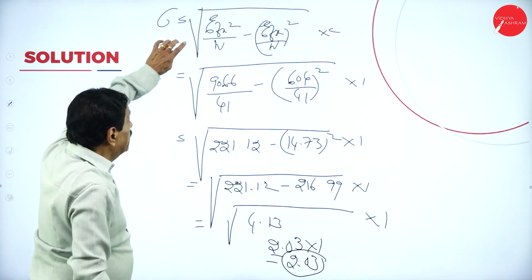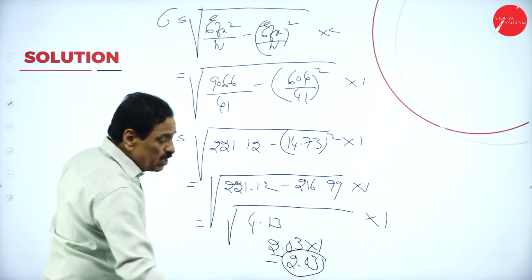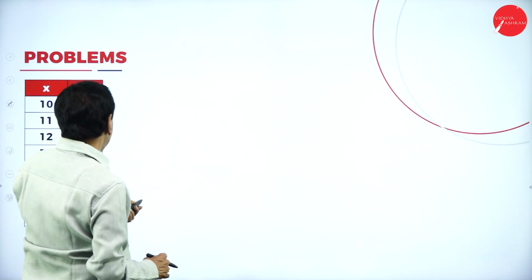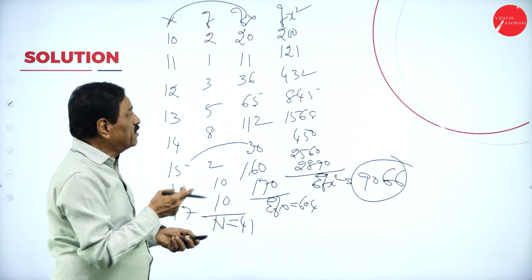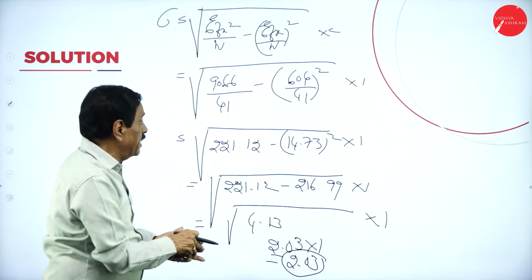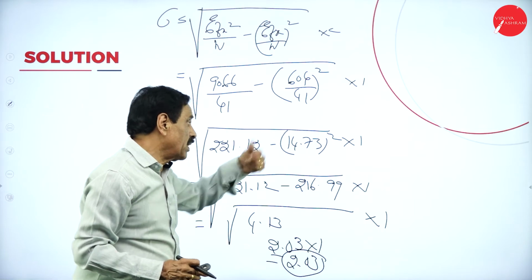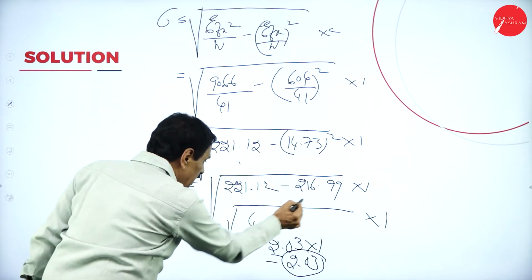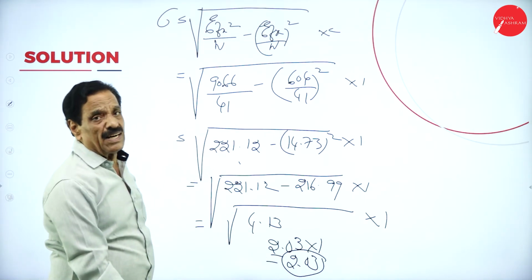Why do you take the class interval as 1? Here the difference between 10 and 11 is 1 difference. That's why I took the class interval as 1. Divide this and simplify. 221.12 minus 216.99 is 4.13. Root of that is 2.03.